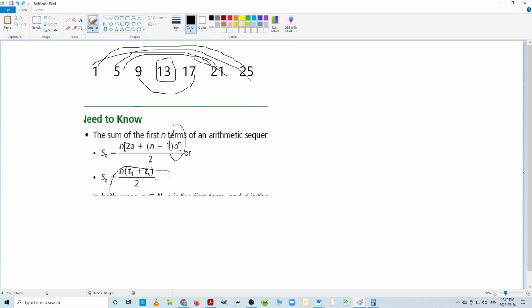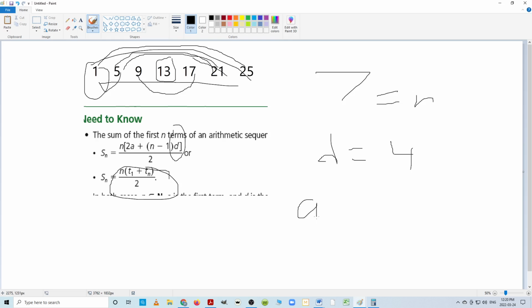But let's use this first formula. It says, how many terms do I have up here? I got 1, 2, 3, 4, 5, 6, 7. So my n is 7. What's the difference? Well, they're going up by 4. Difference 4. What's the first term? First term is 1. So a is equal to 1. So let's start with this one.